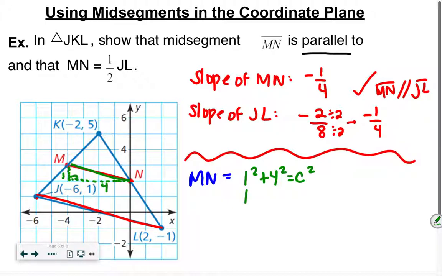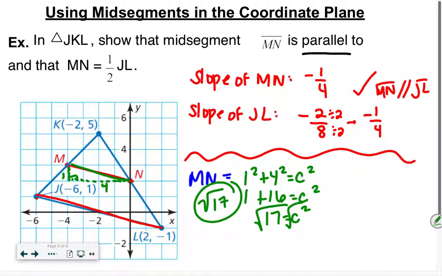One squared is 1, 4 squared is 16. One plus 16 is 17. Now, when we square root here, we're actually going to just leave it as a radical instead of getting a decimal. I'll show you why. When we square root, 17 doesn't reduce, so MN ends up being exactly the square root of 17.